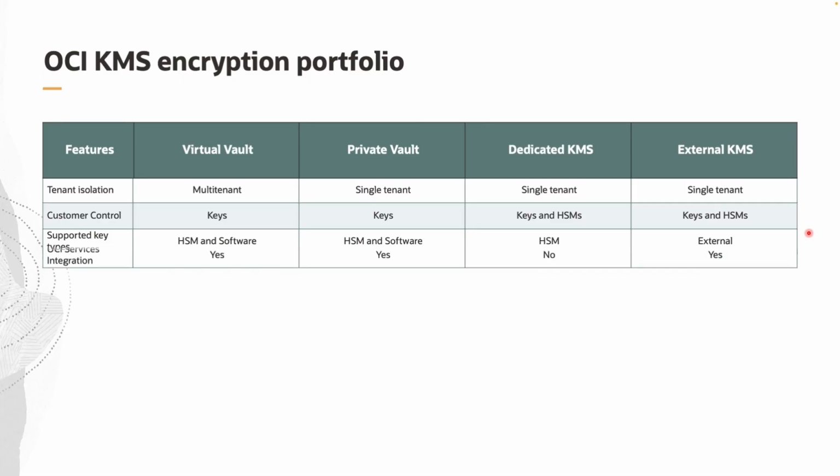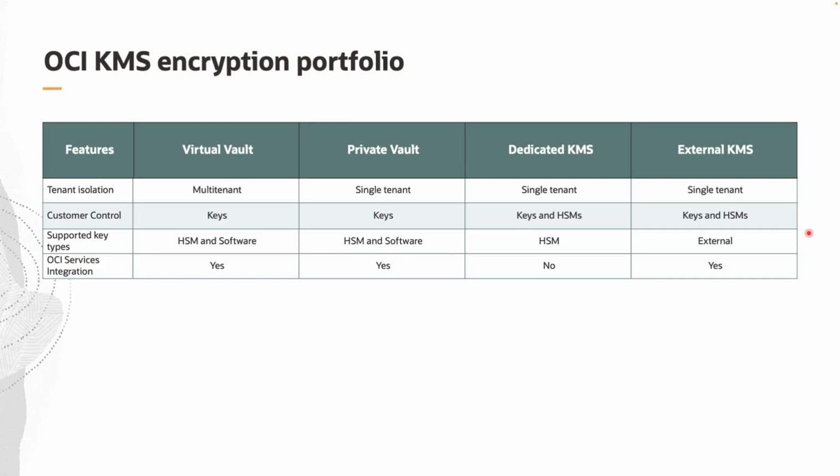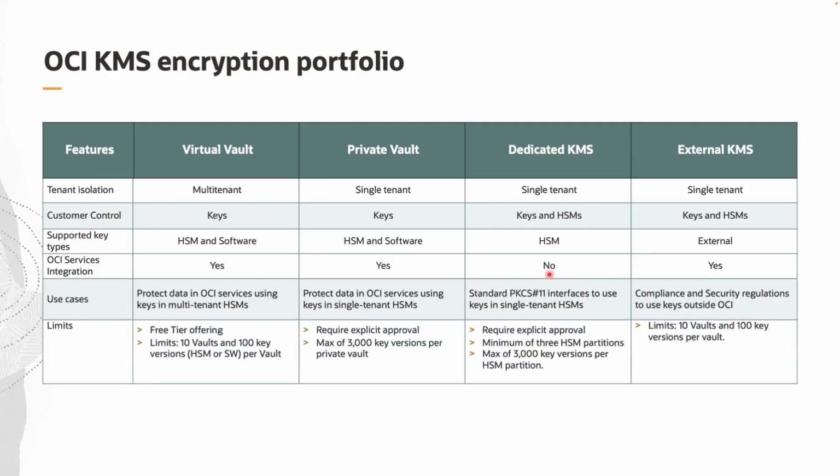In terms of integration, all offerings have seamless integration with OCI services, with the exception of dedicated KMS, which uses a standard interface to connect. You can have different use cases and limits associated with each offering that fulfill various security and compliance requirements. For example, the multi-tenant option may be more cost-effective for smaller businesses, while the single-tenant option provides added security and customization for larger enterprises. Additionally, the ability to control keys and HSM provides customers with peace of mind by ensuring that their data is secure and only accessible to authorized users.